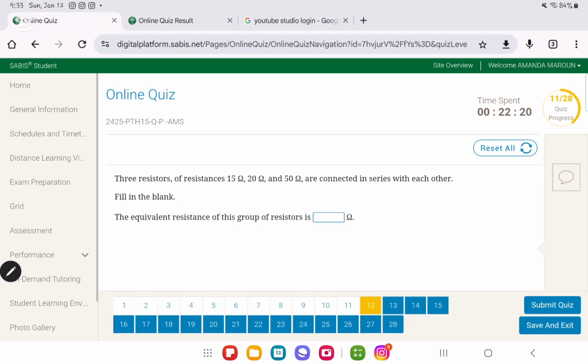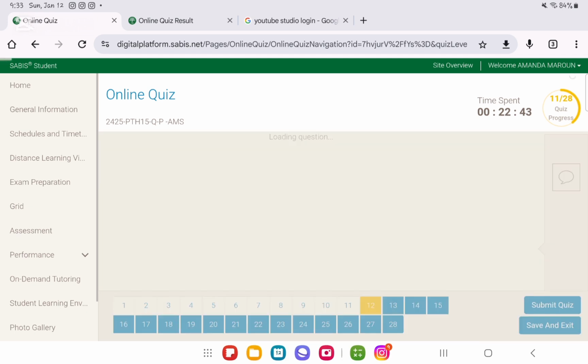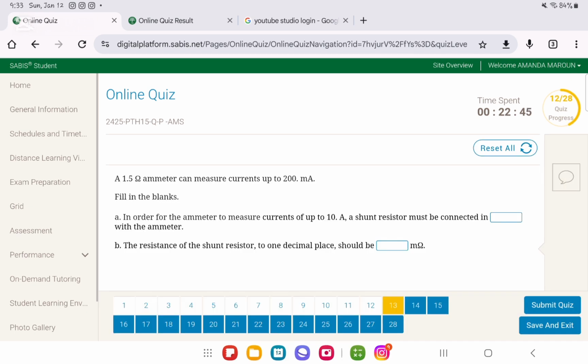Moving on to question number 12, these are in series, so whenever we have resistors in series, then R equivalent is equal to R1 plus R2 plus R3 and so on. So the equivalent resistance of this group is 15 plus 20 plus 50, which is all in all equal to 85. Moving on to question number 13.